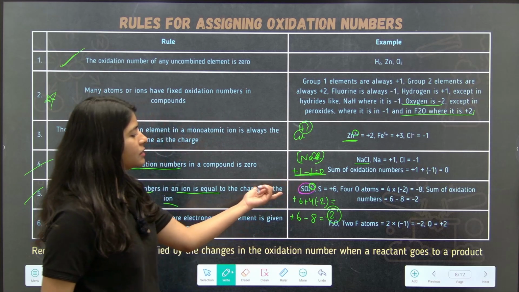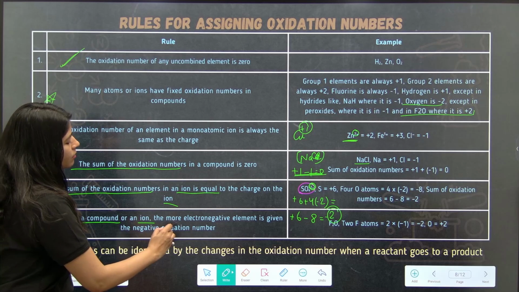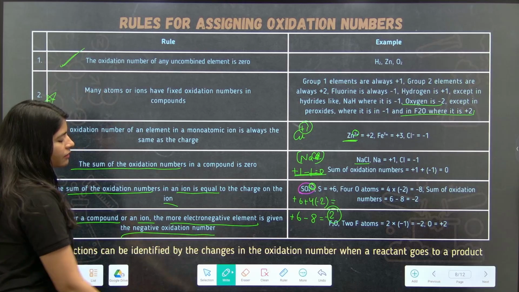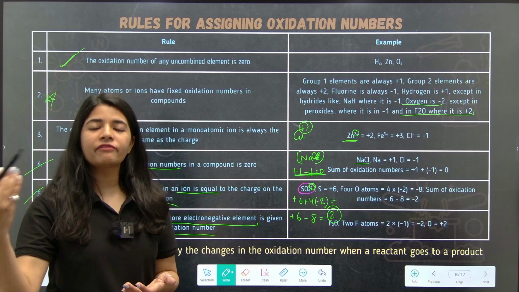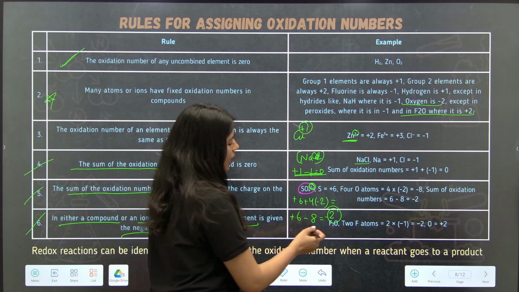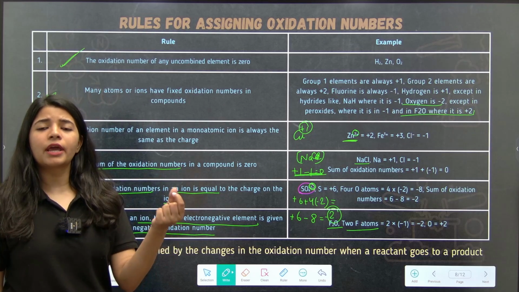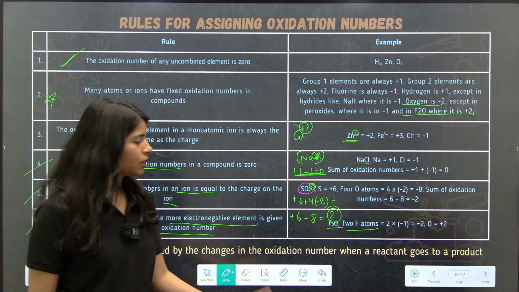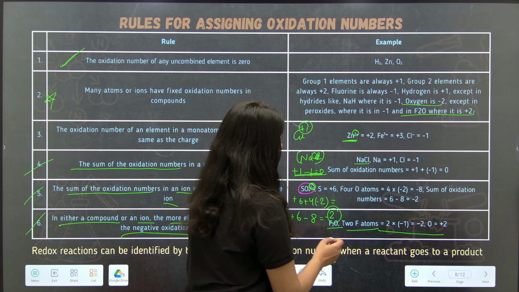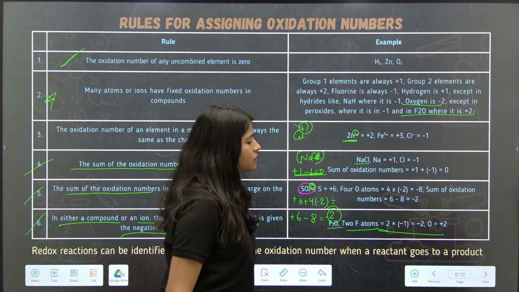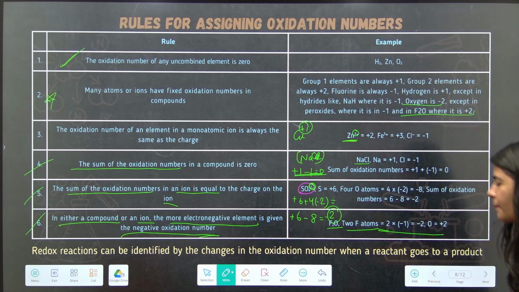Right? So this is how it is done. Next is, in either a compound or an ion, the more electronegative element is given the negative oxidation state. Obviously, more electronegative means it has high affinity towards electrons. Hence, for example, in F2O, 2 fluorine atoms. Fluorine is the most electronegative element in the complete periodic table. So, therefore, it is given the negative oxidation state over here, right? So, this is it. For the rules, if you wish to note down, then you can do.